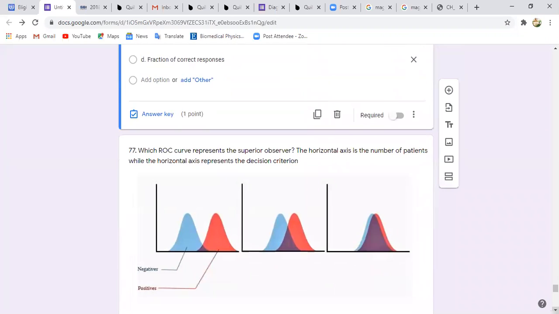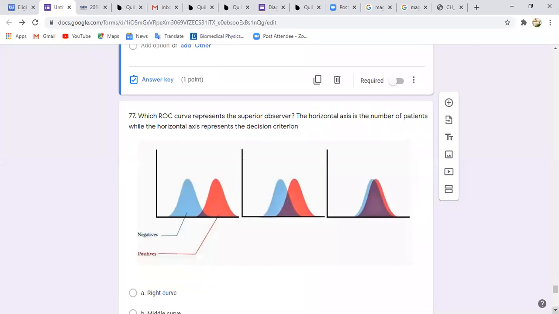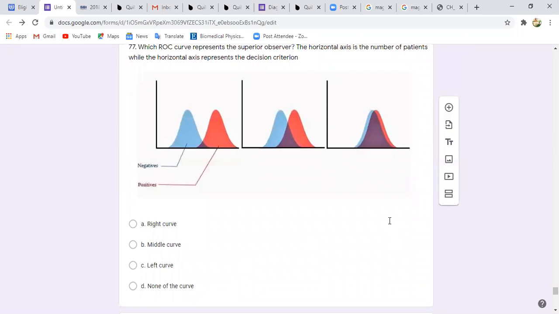Let's look at this ROC curve. Which curve gives us the best decision criterion? Which of them? Is it the right, the middle, or the left?